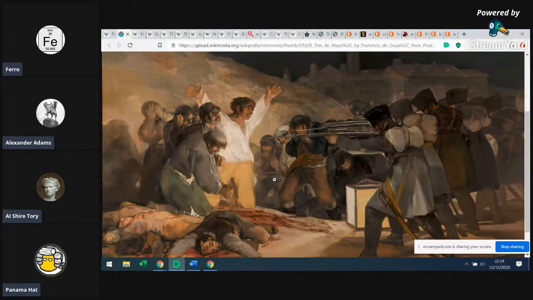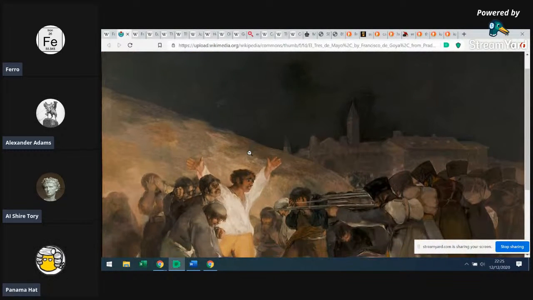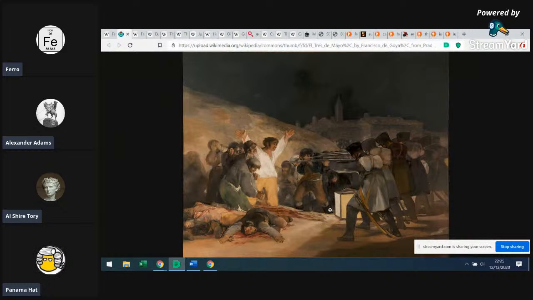So you can see in the face of the man in the white shirt there, the sense of needlessness of this entire tragedy. And it was one of the most brutal wars of the 1800s, this conflict in Spain, because some of the worst war crimes in the entire Napoleonic Wars were committed just between Spanish and French occupiers who didn't really want to be there.